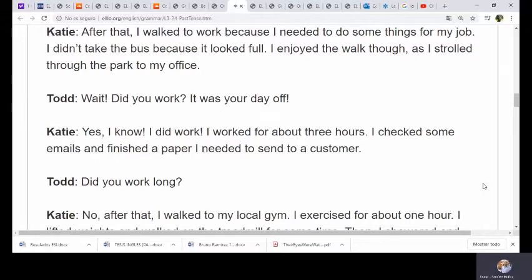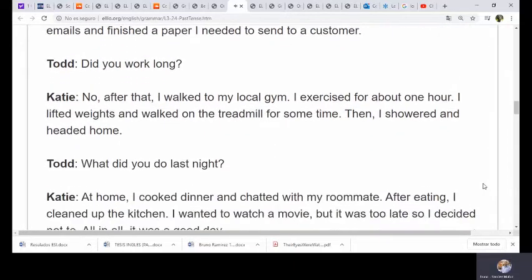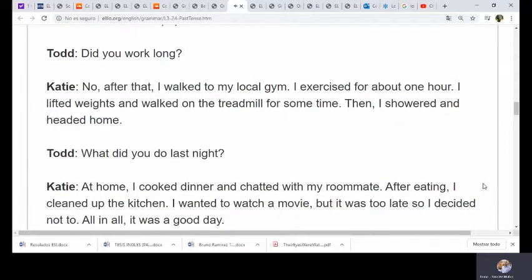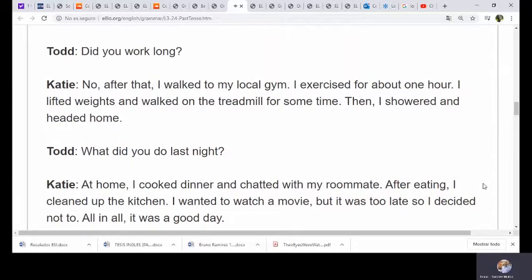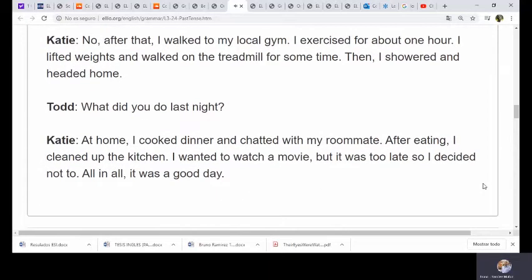Yes, I know. I did work. I worked for about 3 hours. I checked some emails and finished a paper I needed to send to a customer. Did you work long? No, after that, I walked to my local gym. I exercised for about 1 hour. I lifted weights and walked on the treadmill for some time. Then I showered and headed home.